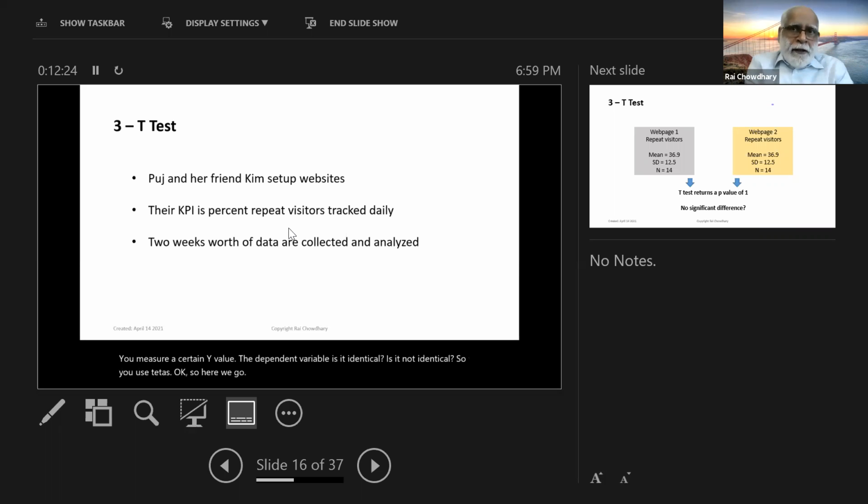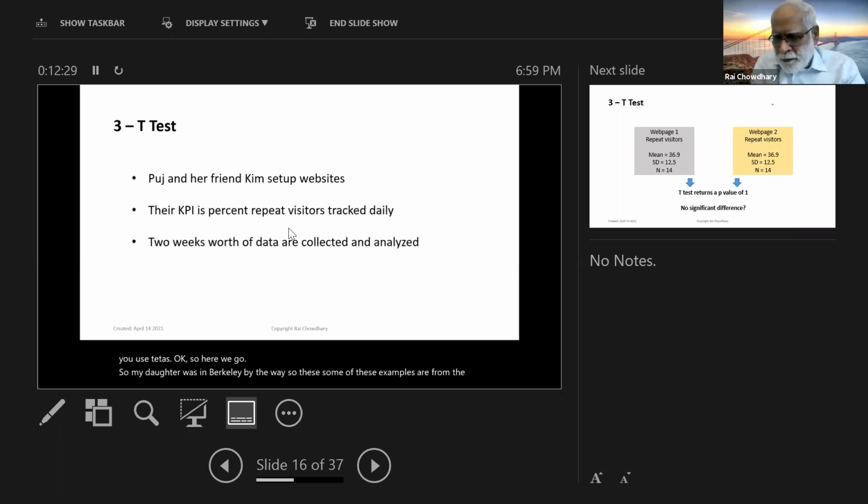My daughter was in Berkeley, by the way. So some of these examples are from the stories I discussed with her when she was at Berkeley a long time ago. She did her master's in public health, and some of these examples are from that.